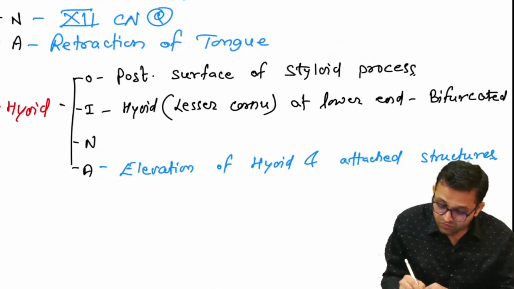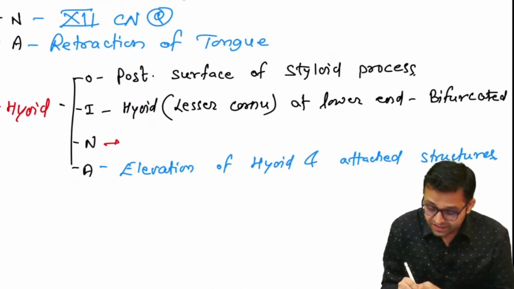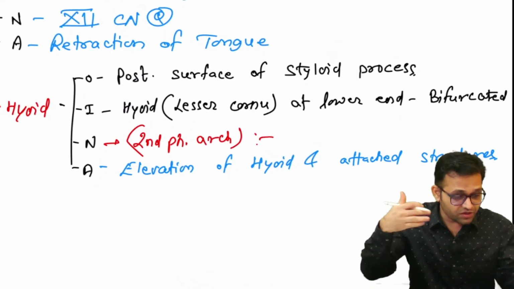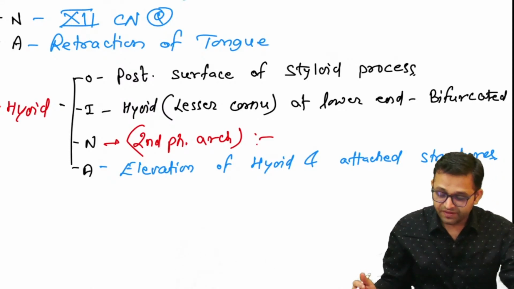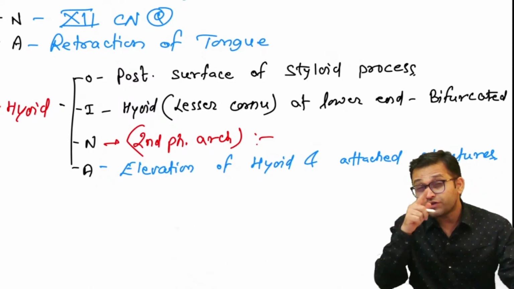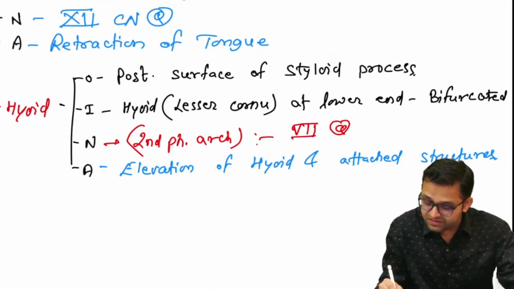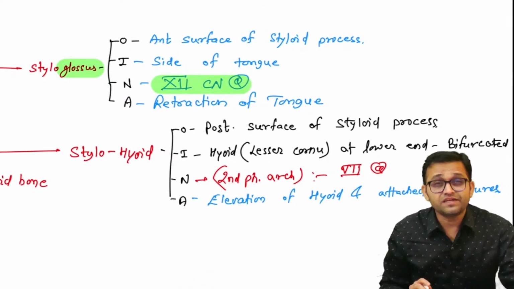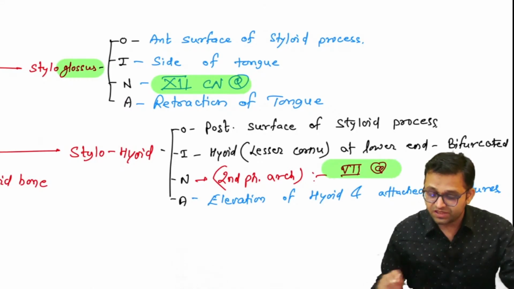Now, can you tell me what is the nerve supply? MCQ. This stylohyoid muscle is a derivative of the second pharyngeal arch. Can you tell me the nerve of the second pharyngeal arch? You are right. S for stylohyoid, S for second arch. The nerve of the second pharyngeal arch is the facial nerve. Again, this is the MCQ. The nerve supply of the styloglossus is the 12th cranial nerve. The nerve supply of the stylohyoid muscle is the facial nerve.